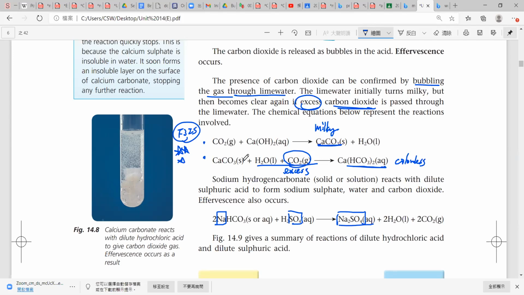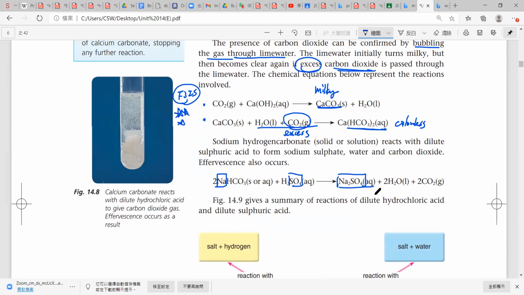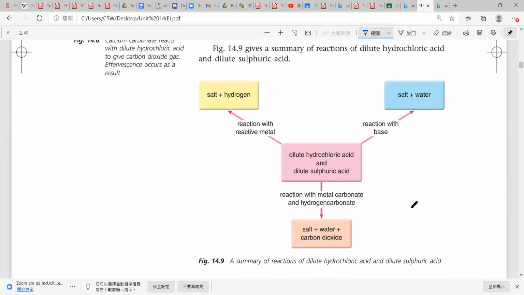Okay. So in short, it's not just carbonate that reacts with acid, but also hydrogen carbonate. But the salt formed really depends on the nature of the acid, the anion of it. They would determine the real name of the salt. But what they have in common is that they would form carbon dioxide and water as the common products. Questions?